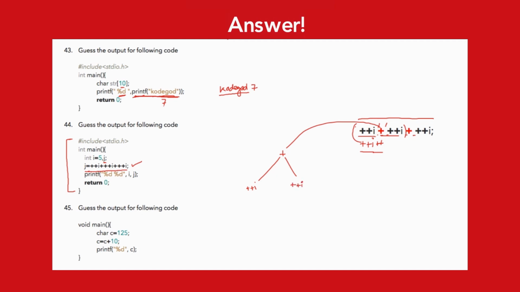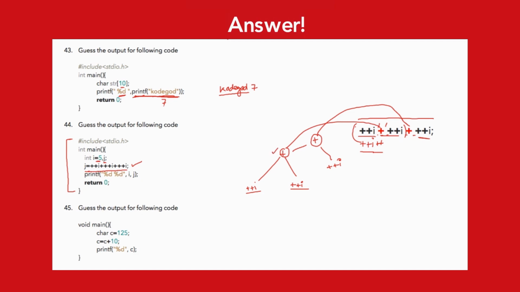Now whatever output comes over here will be again added, because of this sign, with this part, ++i. Because these are pre-increment operators, whatever the current value of i is will be incremented immediately, and the incremented value will be utilized by the plus operator.